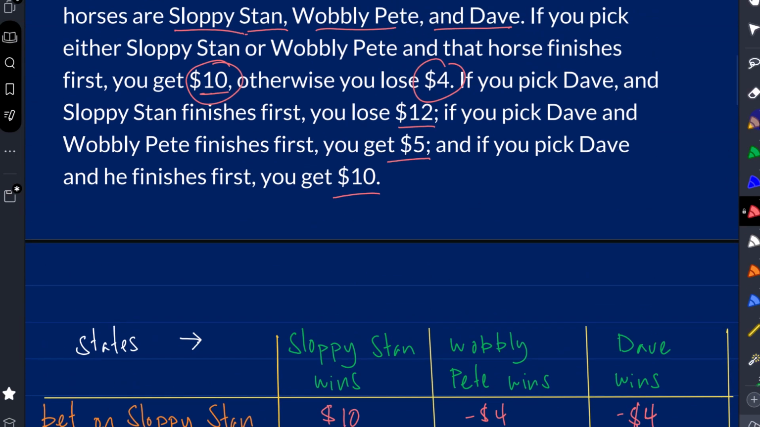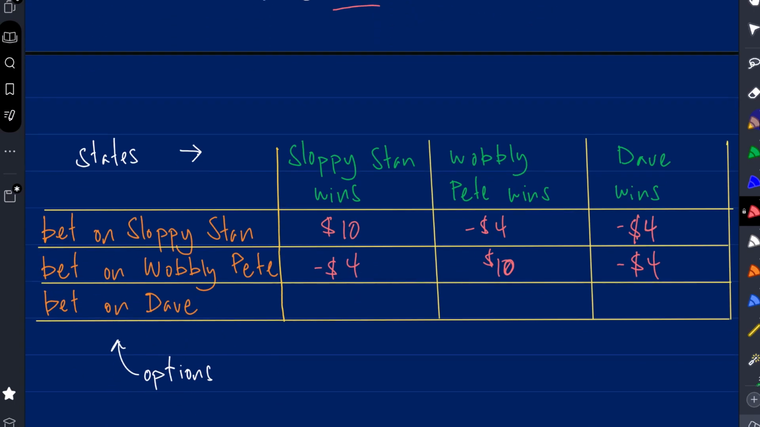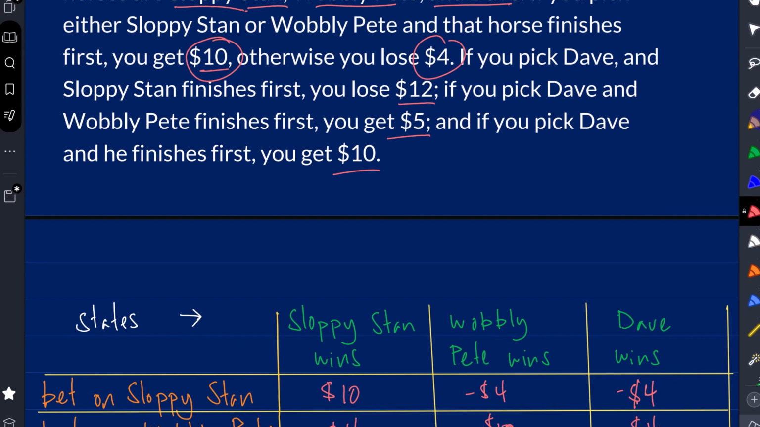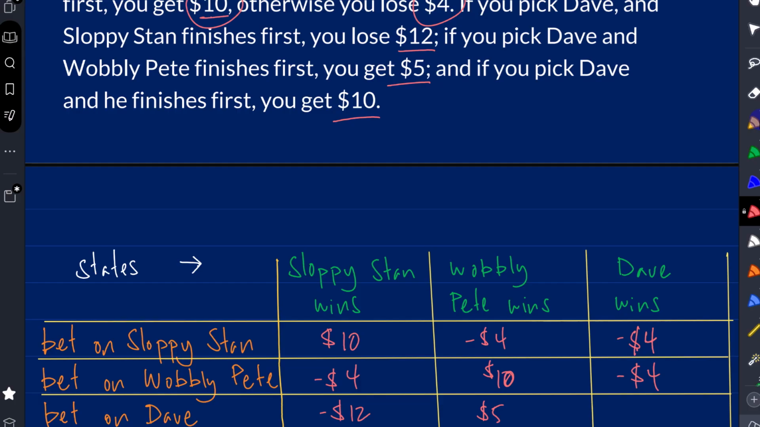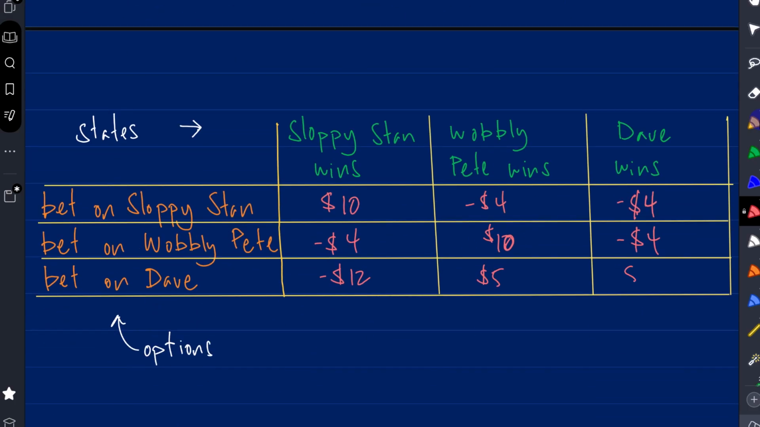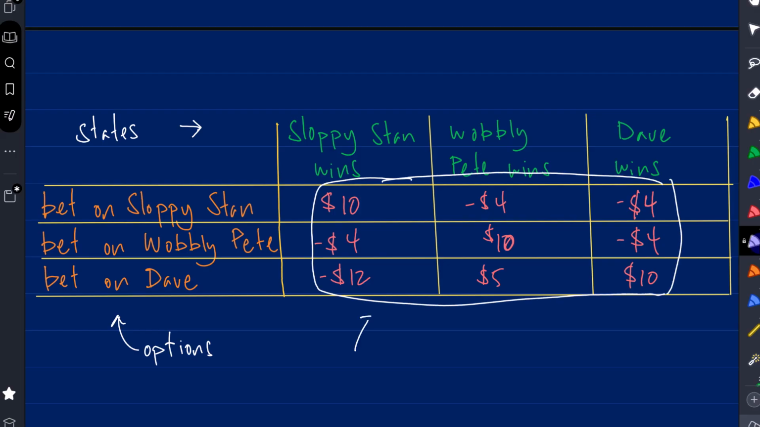Okay, bet on Dave. If you pick Dave and Sloppy Stan finishes first, you lose 12. If you pick Dave and Wobbly Pete finishes first, you get 5. And if you pick Dave and he finishes first, you get 10. Okay, so then these 9 options are, well, they're not options, they're 9 possibilities, are the outcomes. Possible outcomes.